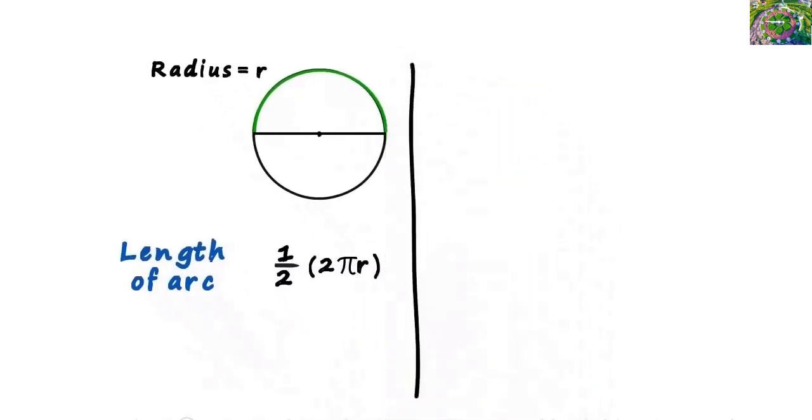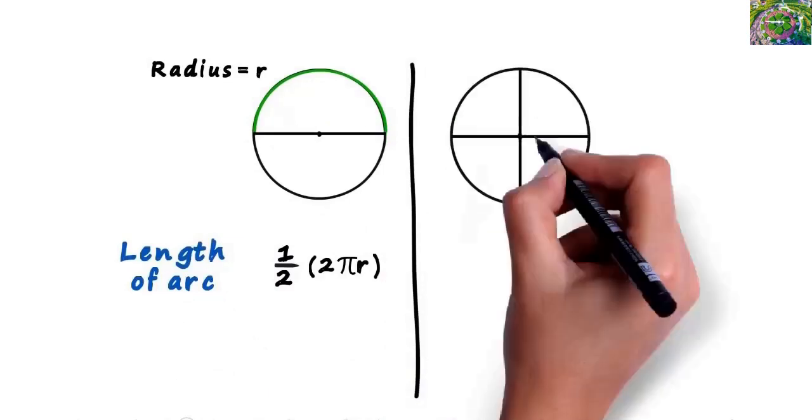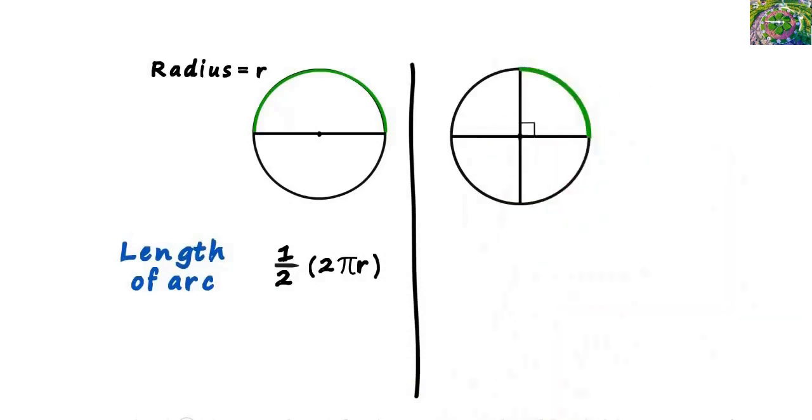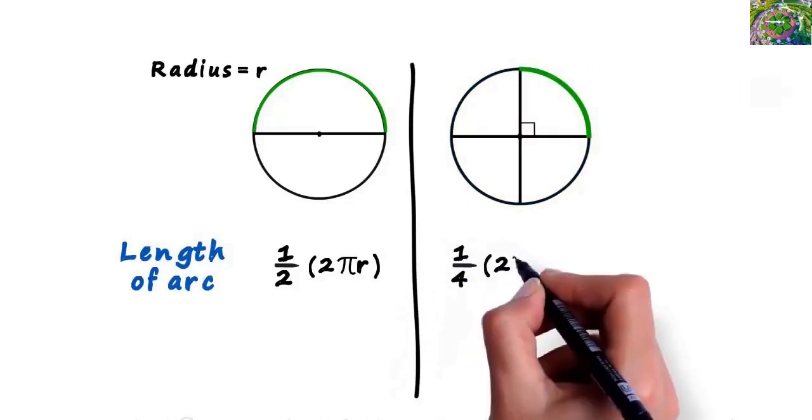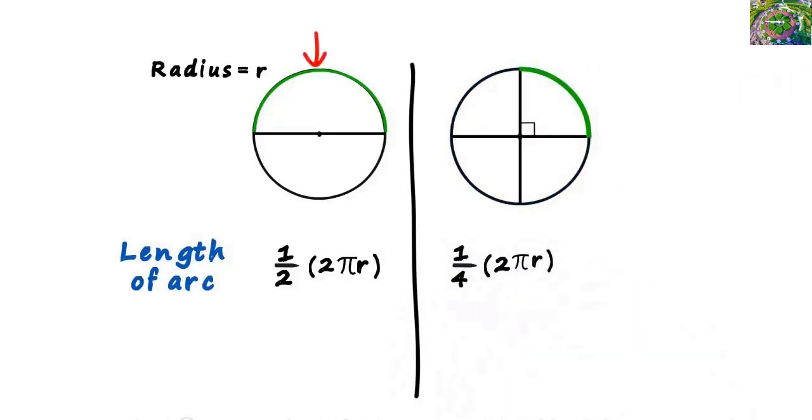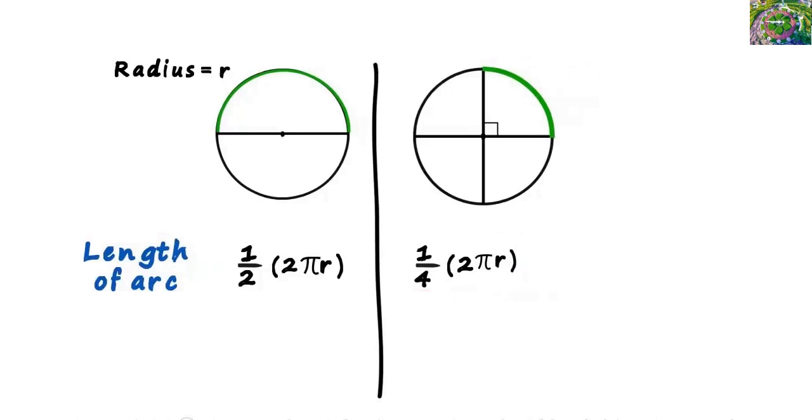Now consider a circle divided into 4 equal parts, like this. What will be the length of this green arc? Since the circle is divided into 4 equal parts, the circumference will also be divided into 4 equal parts. So the length of the arc will be 1/4 of the circumference. The length of this arc is half the circumference and the length of this arc is 1/4 the circumference.